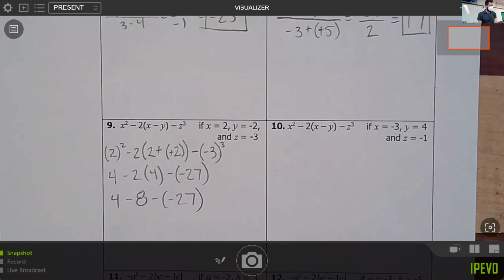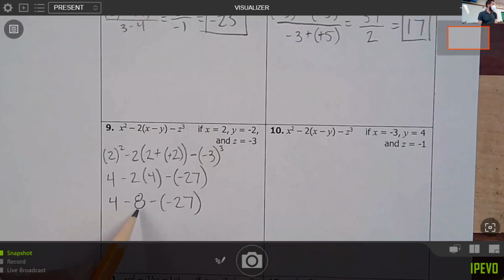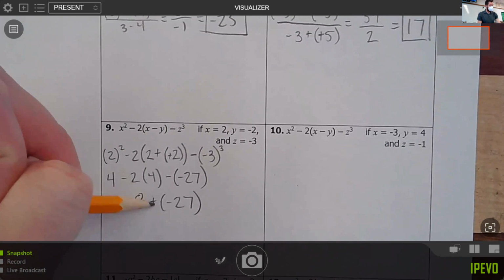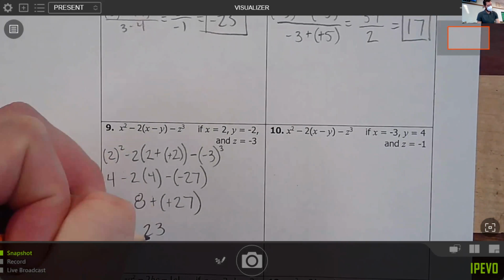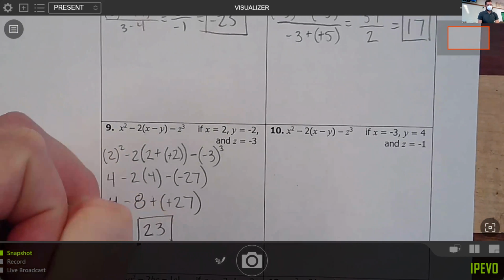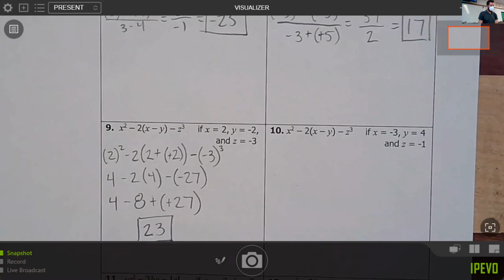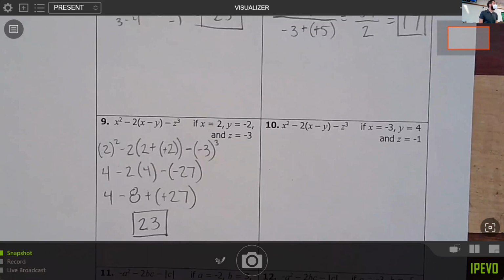All right, so 4 minus 8 is negative 4. Minus a negative 27 would be adding the opposite. So that'd be negative 4 plus 27, which is the same as 27 minus 4, which is 23. So the answer for number 9 is 23. Are there any questions there?